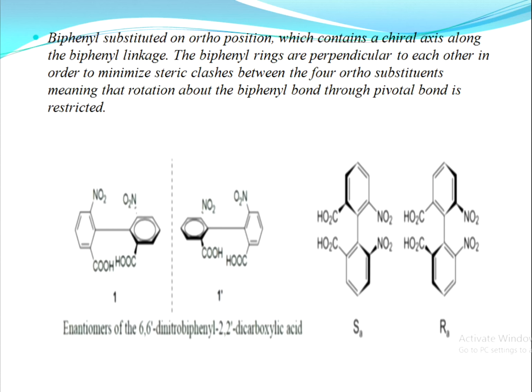When biphenyl is substituted on the ortho position, it contains a chiral axis along the biphenyl linkage. The rings are perpendicular to each other in order to minimize the steric strain between the substituents, so rotation about this pivotal bond in biphenyl derivatives is restricted. You can see that this is a substituted biphenyl derivative, with substituents on the ortho position along the chiral axis. They are perpendicular to reduce the steric strain between these four substituents, so their rotation will be restricted. These are examples of this.